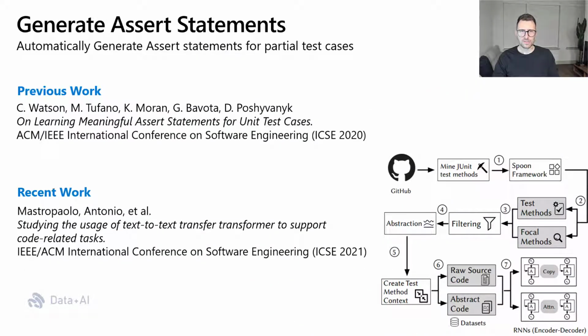The idea of generating assert statements was explored previously in this work by Watson et al., On Learning Meaningful Assert Statements for Unit Test Cases. Here the authors propose the use of an RNN-based approach to predict asserts. This work also extracts and curates a dataset of assert statements that we reuse in our work. More recently, Mastropaolo et al. have also applied transformer models for different tasks, including assert prediction.